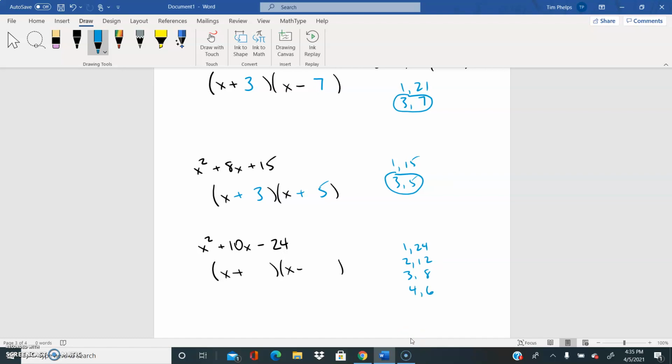So looking at the pairs here, 24 minus 1 is 23. Nope. 12 minus 2 is 10. So that's the pair I want to work with here. So since the middle term is positive, I want the 12 to be positive and the 2 to be negative. So if I FOIL this back out, I get back to where I started from. So hopefully this helps with factoring.